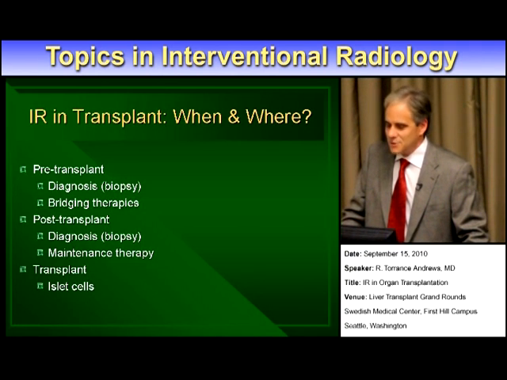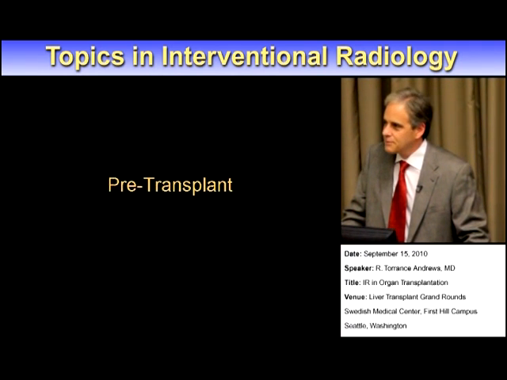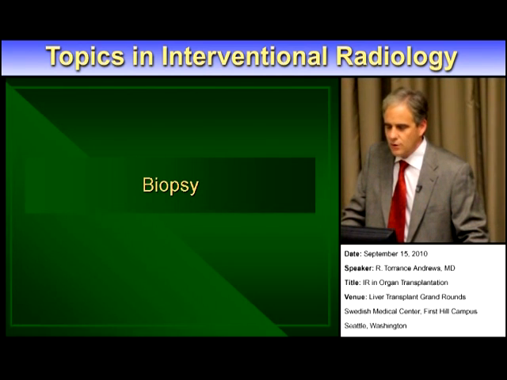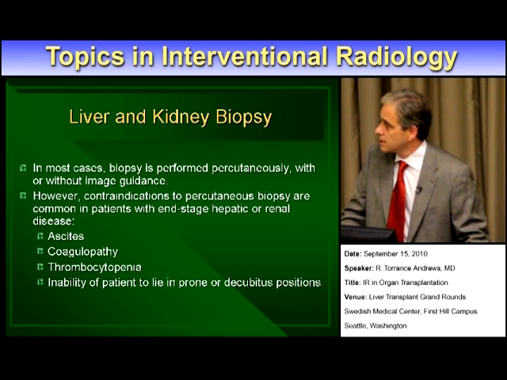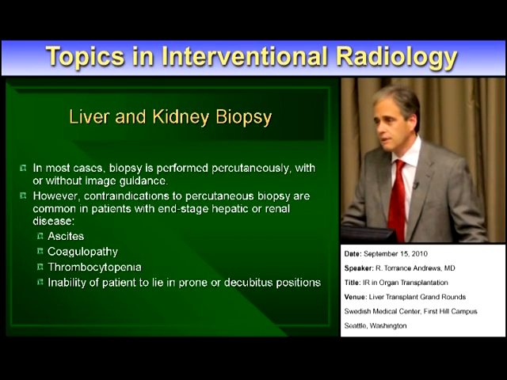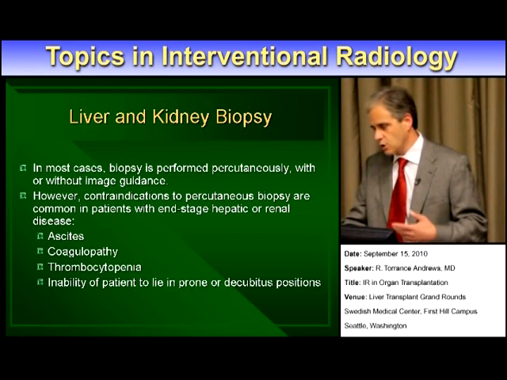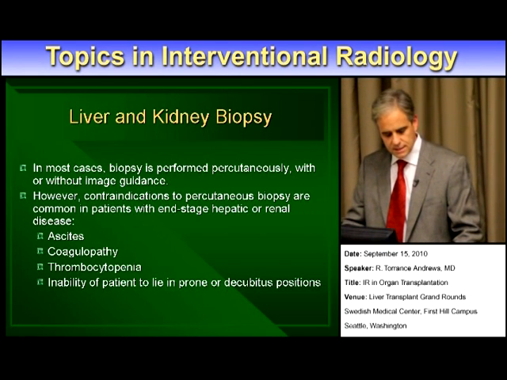Beginning with things that we do before transplant. The workup of patients for liver disease and for kidney disease involves biopsies on a regular basis, and generally biopsies are performed percutaneously with or without image guidance, generally by the hepatology service or the nephrology service as appropriate. But it's not uncommon for these complex patients being worked up for transplant to have problems that make it difficult for them to have percutaneous biopsies: ascites, coagulopathies, thrombocytopenias, as listed here.